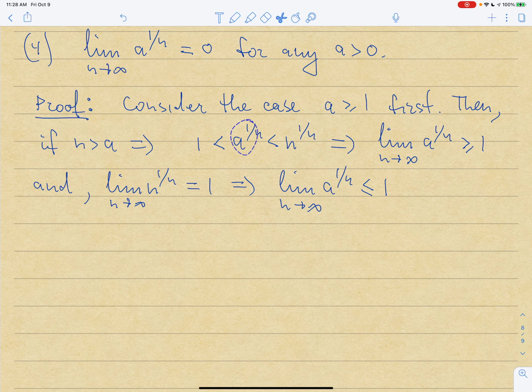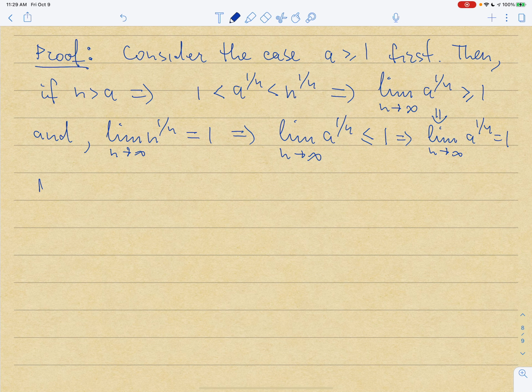And then because the limit of a to the power 1 over n is greater than or equal to 1 in here, and is less than or equal to 1 in there, the only possible choice when both of these inequalities hold true is that the limit is actually equal to 1. So the limit as n goes to infinity of a to the power 1 over n is equal to 1. So that is as long as a is going to be larger than 1.